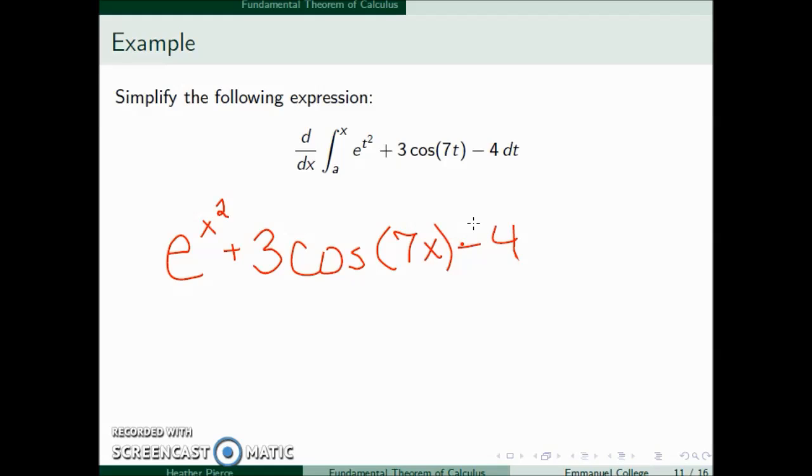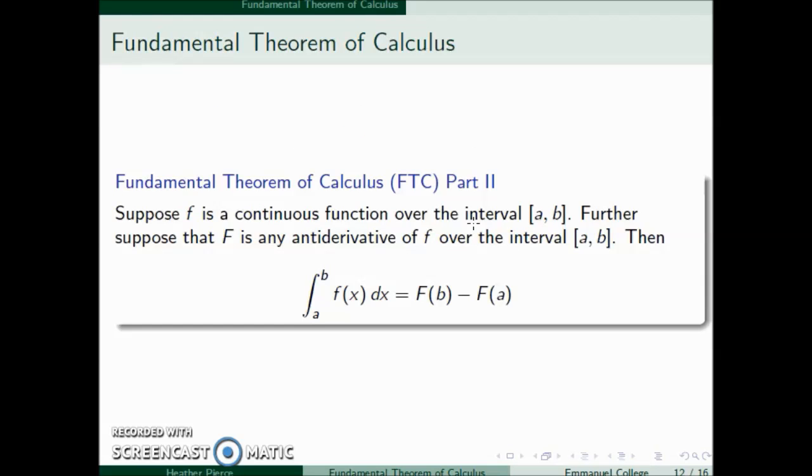So this is what the first part of the fundamental theorem tells us. However, what we usually use is the second part. This says if we have a continuous function f over the interval a to b, and that capital F is any antiderivative of f over the interval a to b, then the integral from a to b of f of x dx is equal to capital F of b minus capital F of a. So this actually lets us evaluate these definite integrals.